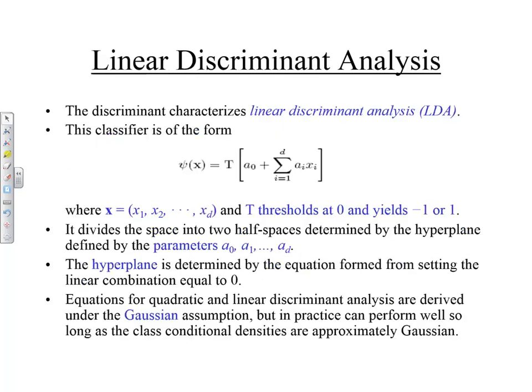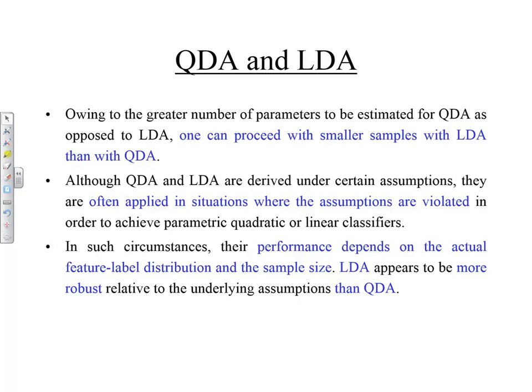Now, if you're looking at QDA, quadratic discriminant analysis, that has more parameters because you have both the mean and the covariance. So it'll have many more parameters. If you have a small sample size, you're probably better off going with LDA, because it'll have fewer parameters. Owing to the greater number of parameters to be estimated for QDA as opposed to LDA, one can proceed with smaller samples with LDA than with QDA. Although the Gaussian assumption may not be satisfied, with LDA you have to learn a lot fewer parameters.